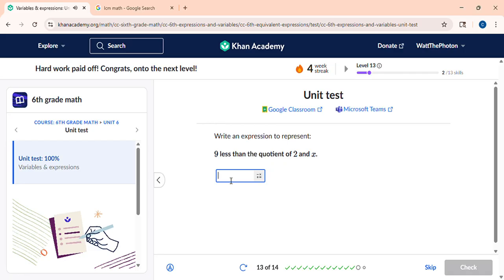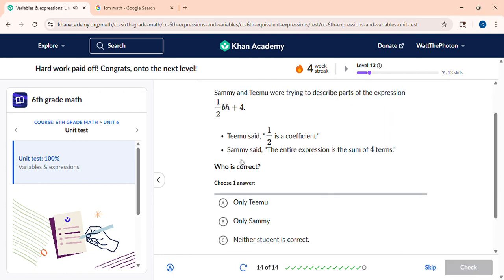6 less than the quotient. So 2 divided by x minus 9. So 6 less than the quotient of 2 and x. Yay.